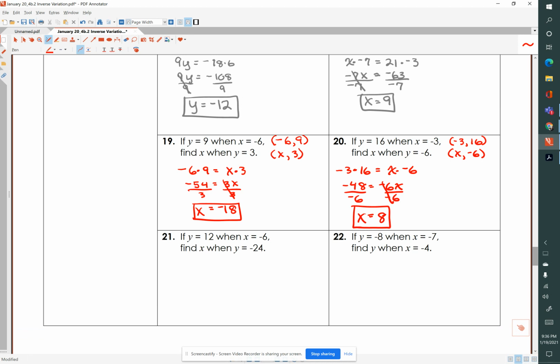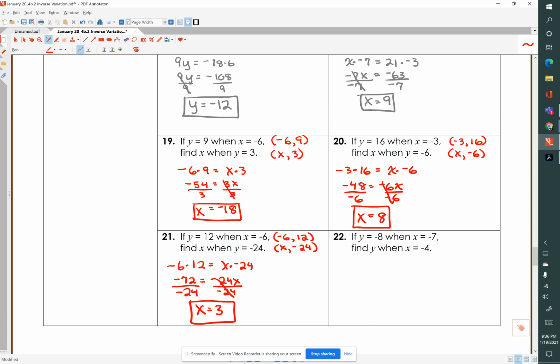So the last two problems on this page, remember we're going to be doing some graphing after this. If y equals 12 when x equals negative 6, find x when y equals negative 24. So we have negative 6 times 12 equals x times negative 24. So negative 6 times 12 is negative 72, and that will equal negative 24x. We'll divide both sides by negative 24, and x equals 3.